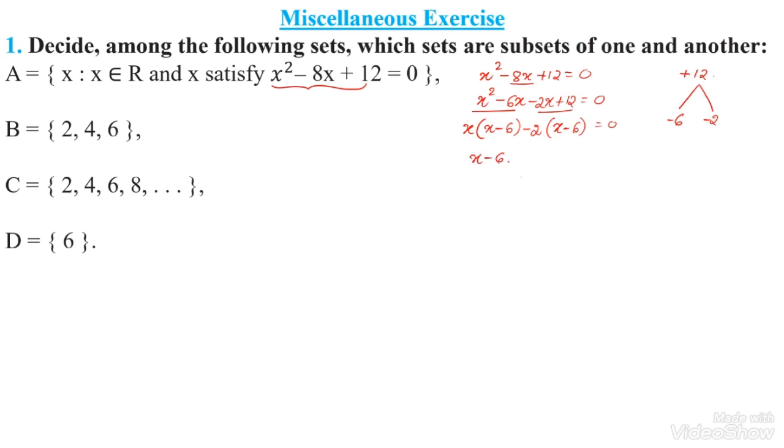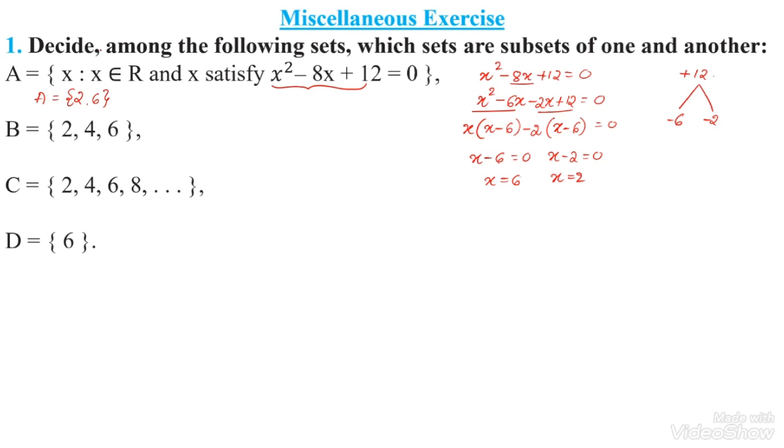While solving this equation, x minus 6 equal to 0, x minus 2 equal to 0. Then x is equal to, take minus 6 on this side, it becomes plus 6. Here take minus 2 on this side, it becomes plus 2. While solving the equation, we will get the elements here, the set A containing the elements 2, 6.